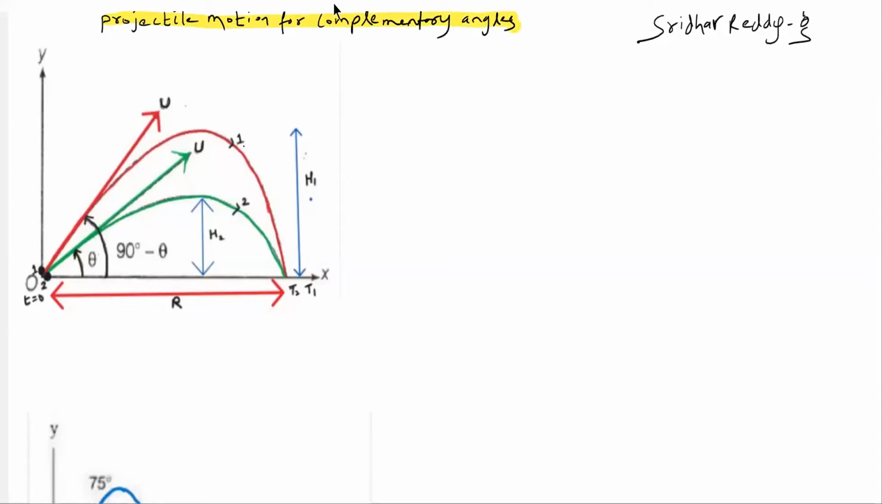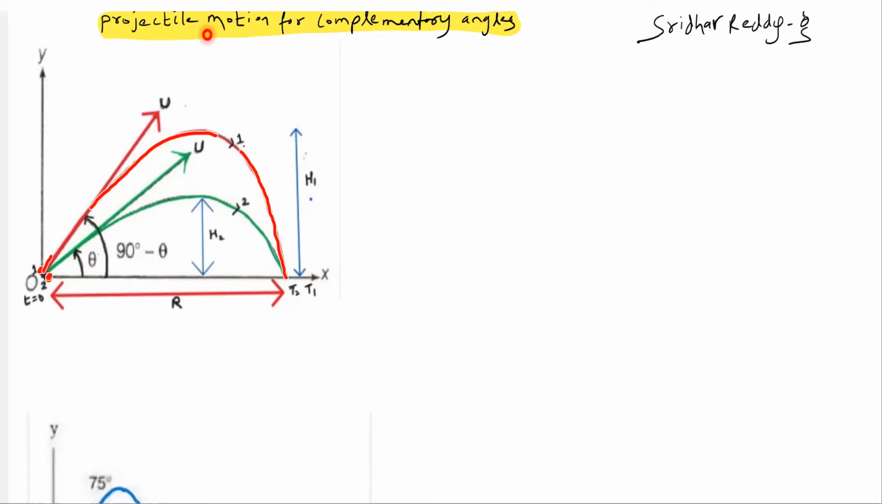Projectile motion for complementary angles. We'll start with this particular topic first. I'm going to choose two particles, particle 1 and particle 2. Particle 1 I'll project, and it will move in a red colored path. This is shown, and it will have a range R.